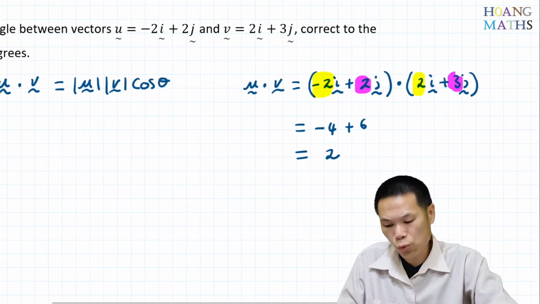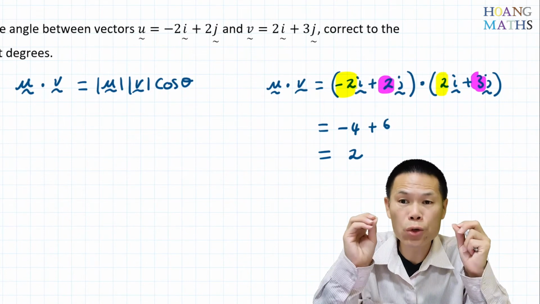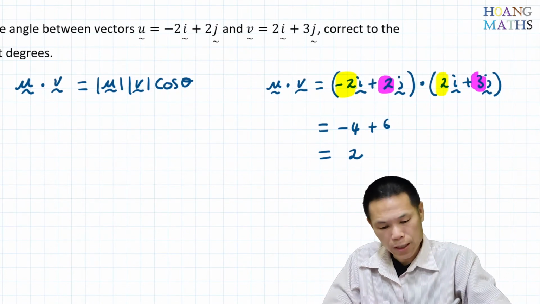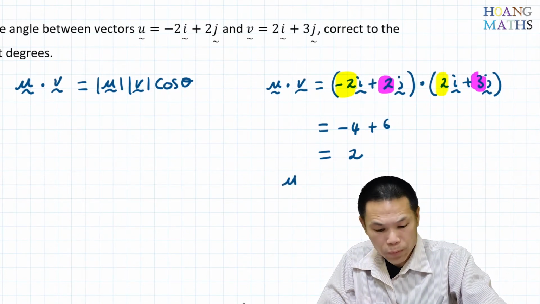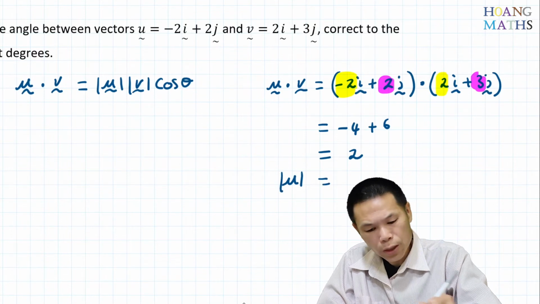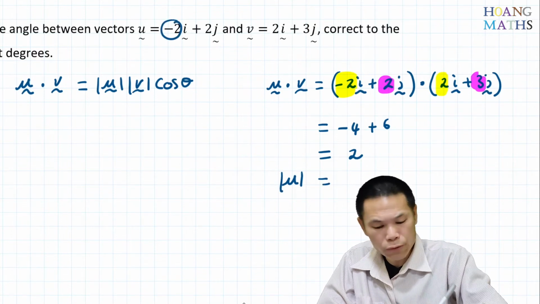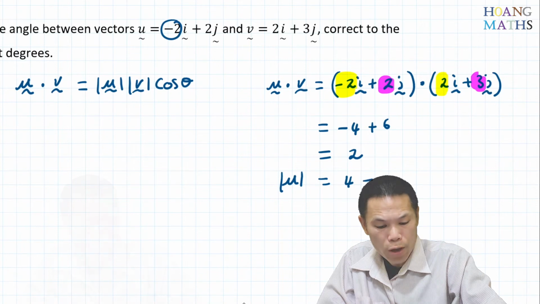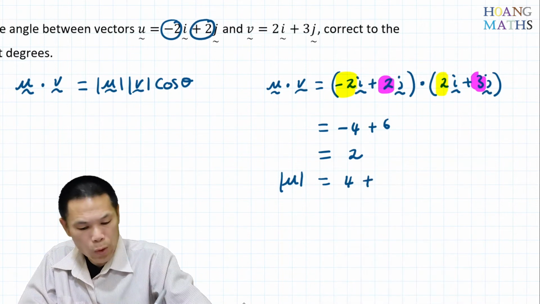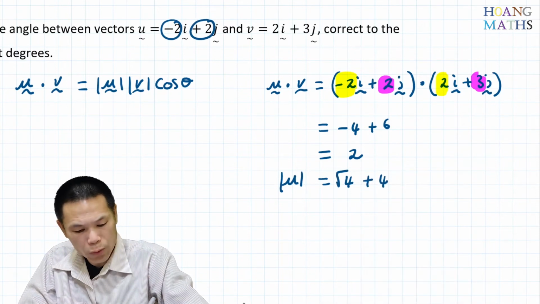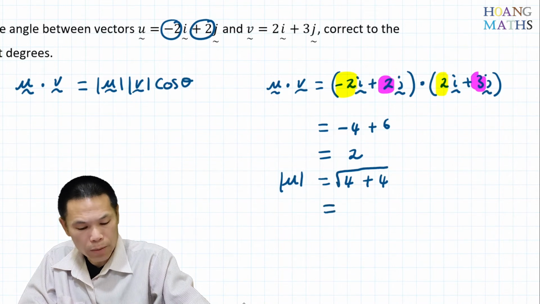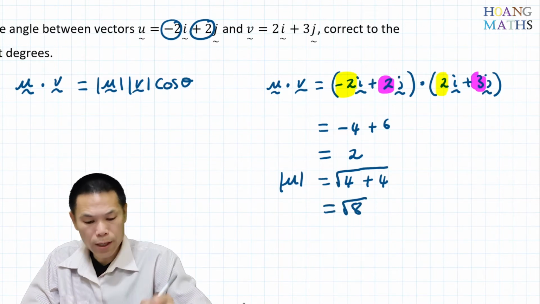So now we just need to work out the magnitude of u and the magnitude of v. So the magnitude of u is equal to, for u, we have negative 2 squared is 4 plus 2 squared is 4, and square root, of course. So that gives me 8, so square root of 8.